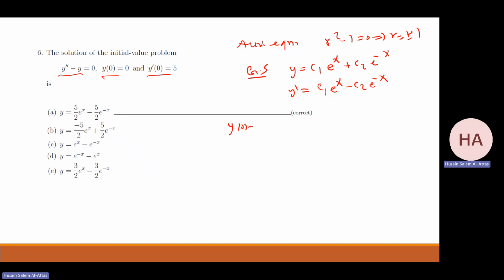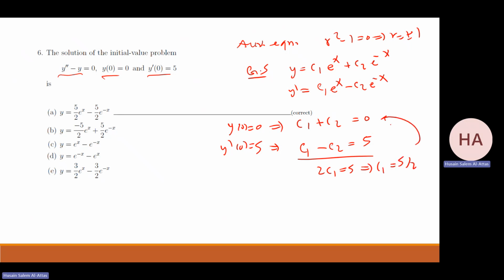I have y at 0 equals 0, so I have c1 plus c2 equals 0. y prime at 0 equals 5, so you have c1 minus c2 equals 5. Add them, 2c1 equals 5, so c1 equals 5 over 2. Plug it here, so c2 equals minus 5 over 2. My solution will be y equals 5 over 2 e to the power x minus 5 over 2 e to the minus x, which is this one.